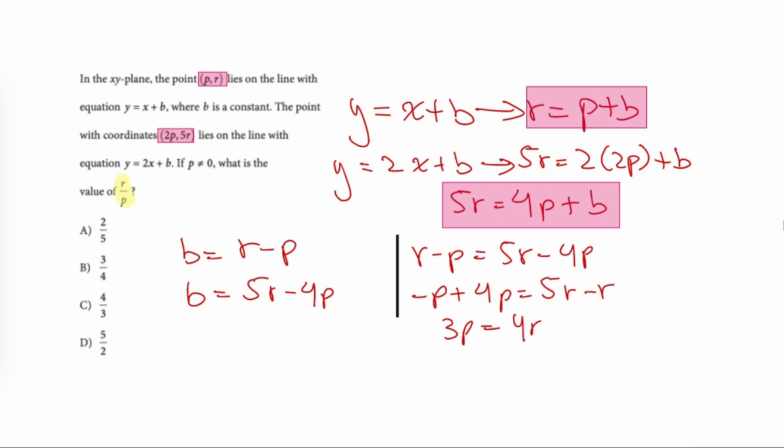Now we need the value of r divided by p. So, our final equation would become 3 over 4 equals r divided by p. So B is our answer.